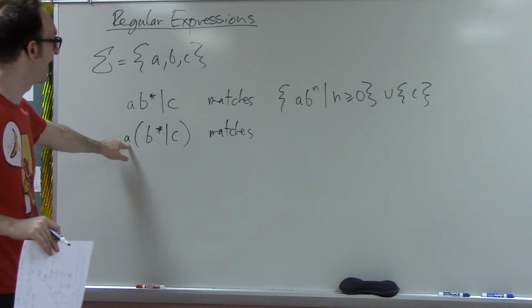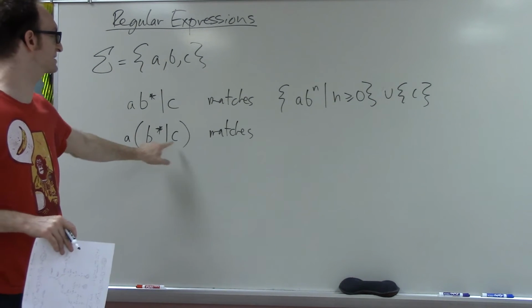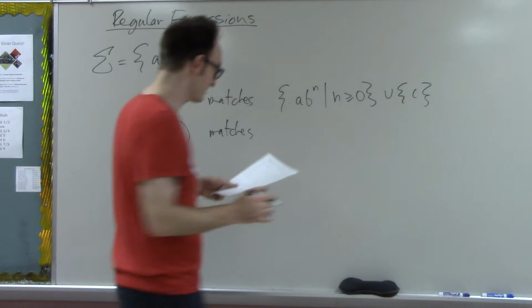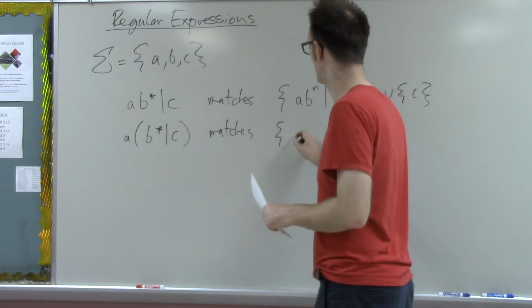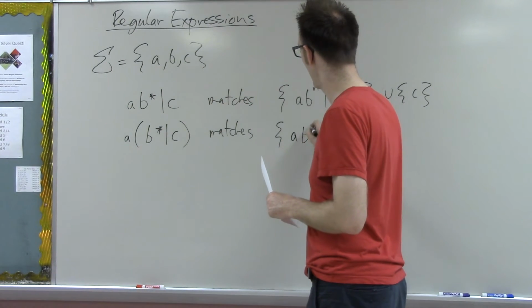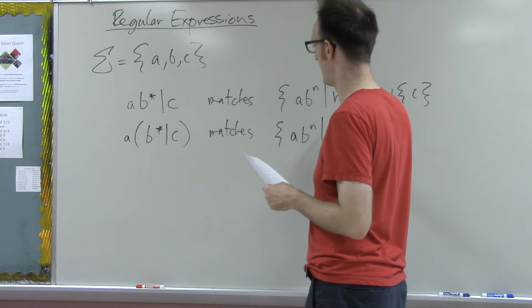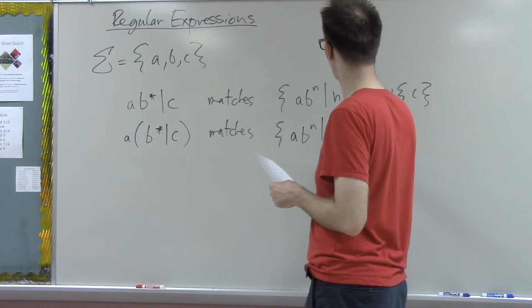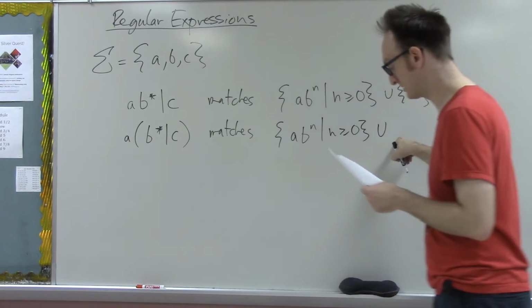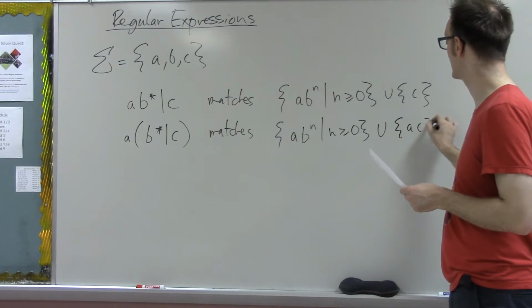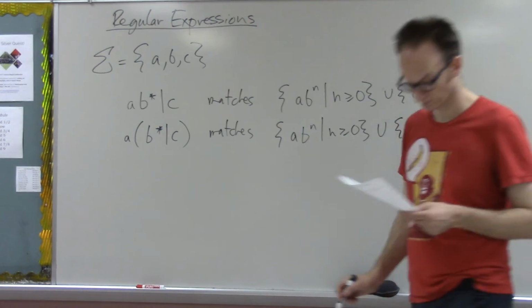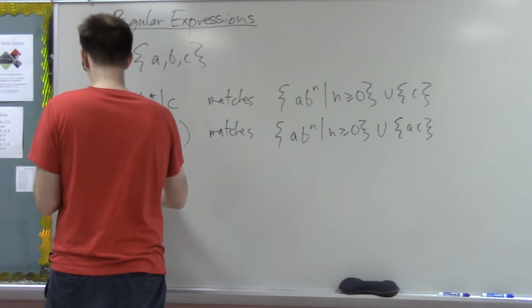Either you have an A followed by some number of B's, or a C. So it's the set of strings A B to the N, where N is greater than or equal to 0, and just the string AC. Cool. Okay, let's do a couple more.